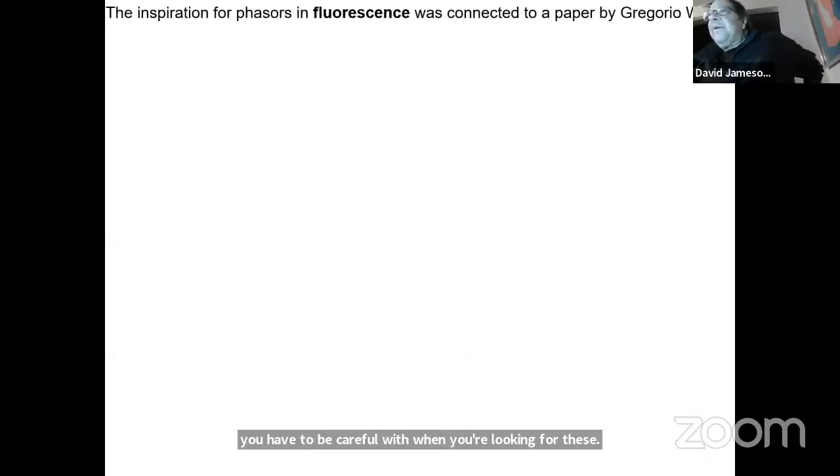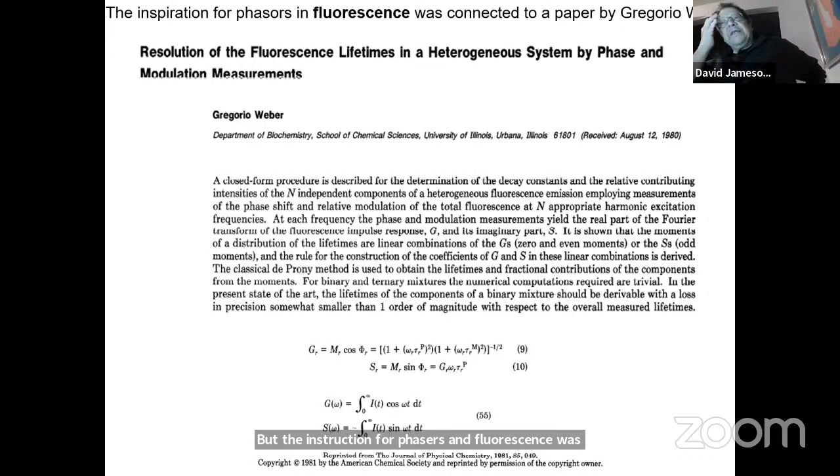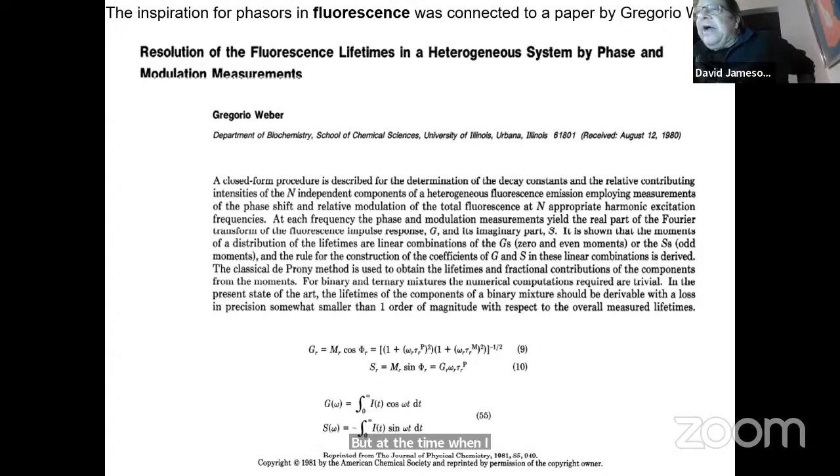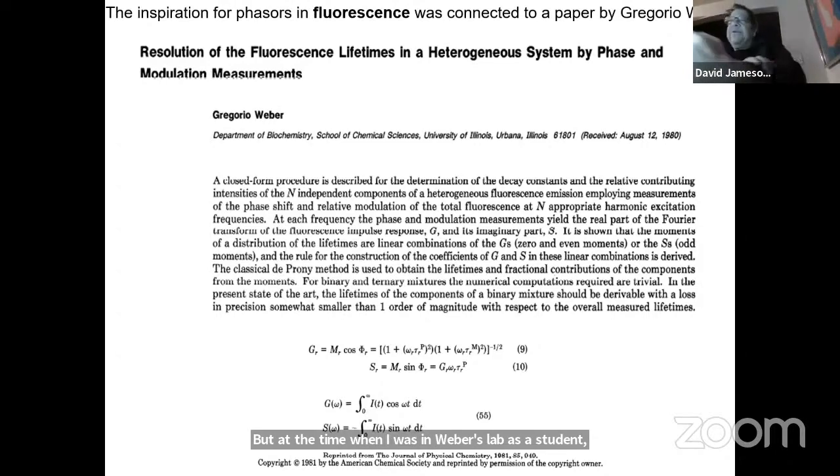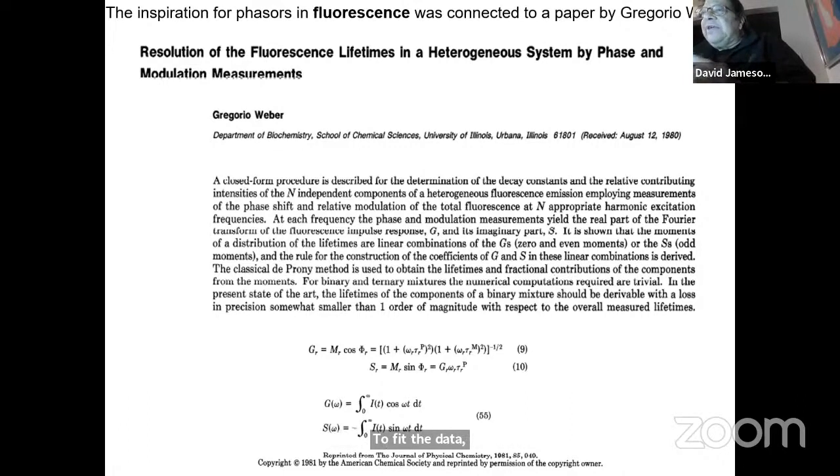But the inspiration for phasors in fluorescence was from a paper published by Gregorio Weber. I want to mention this, and you'll hear much more about Weber in the history lecture at the end of the course. But at the time, when I was in Weber's lab as a student and then later on as a postdoc, we only had a few light modulation frequencies available, and it wasn't trivial to fit the data, to fit the underlying components to the phase and modulation lifetimes.